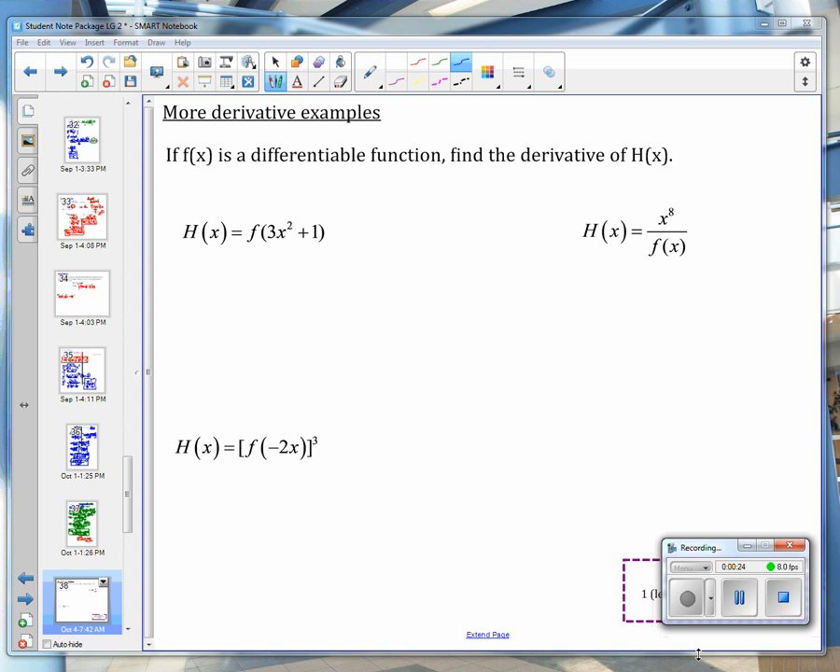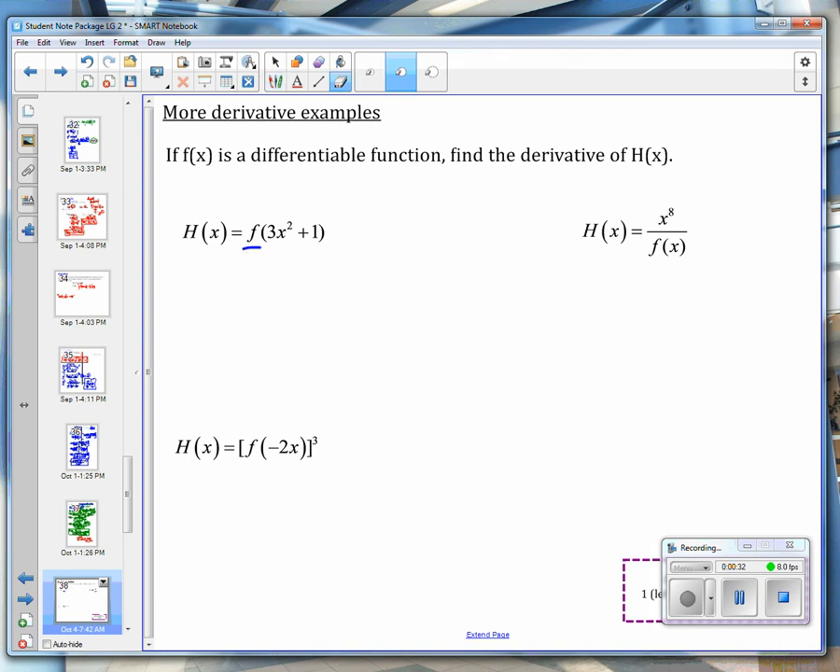And what you will see are some questions that just involve f as your function. And so that kind of throws some students off. So I thought, okay, well, we'll just do a quick little lesson on this one. So if your function f is differentiable, meaning we can take the derivative of it, find the derivative of h of x in each of these.